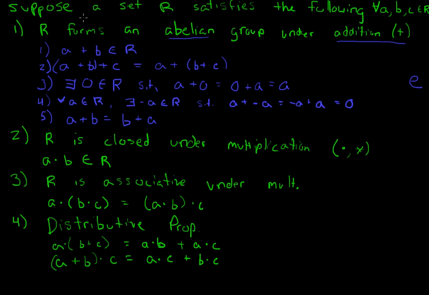Alright, so I'm telling you we have a set R. It forms an abelian group under addition. It's closed under a second operation, multiplication. It's associative under multiplication, and the distributive property holds. So if all of these hold true, we say that R is called a ring. R is called a ring.